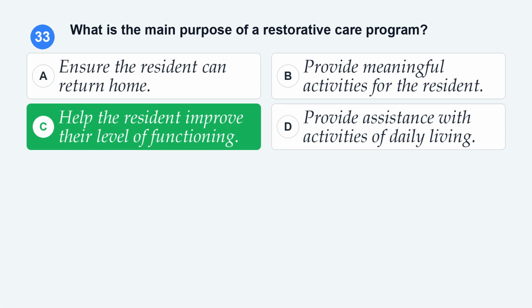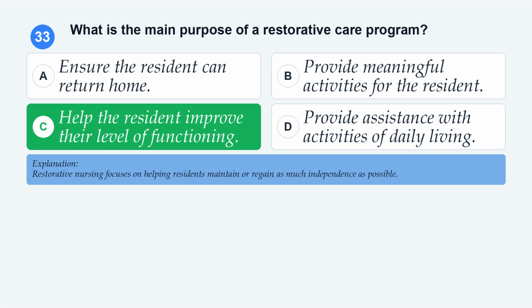The correct answer is option C. Help the resident improve their level of functioning. Explanation. Restorative nursing focuses on helping residents maintain or regain as much independence as possible.